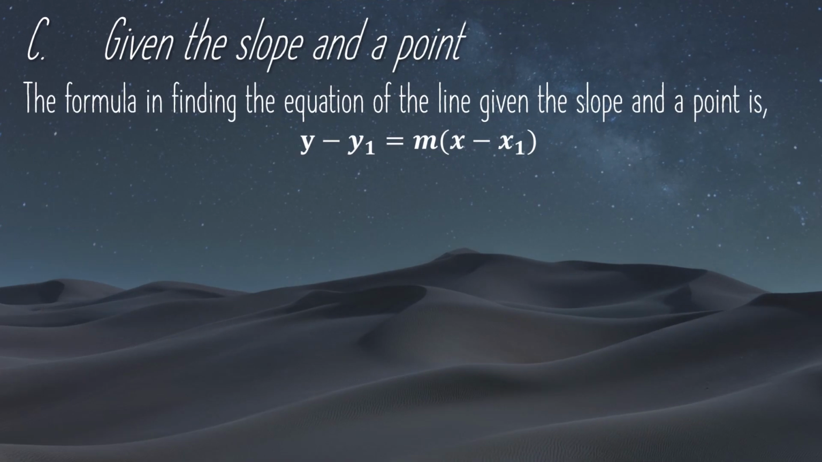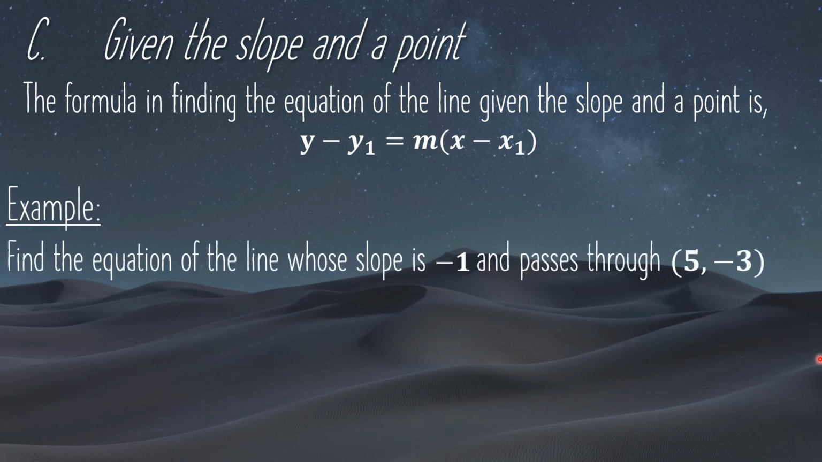Next, given the slope and a point. The formula in finding the equation of the line given the slope and a point is y minus y sub 1 equals m times the quantity of x minus x sub 1. Again, i-recall natin na yung m ay yung ating slope. So, ibig sabihin, isa lang ang ordered pair na ating gagamitin since may x sub 1 at y sub 1 lamang. So, wala tayong nakikitang 2. So, let's have the example. Find the equation of the line whose slope is negative 1 and passes through 5, negative 3. So, may slope tayo negative 1. Meron tayong given na ordered pair o isang ordered pair.